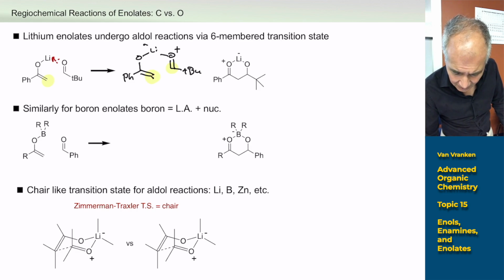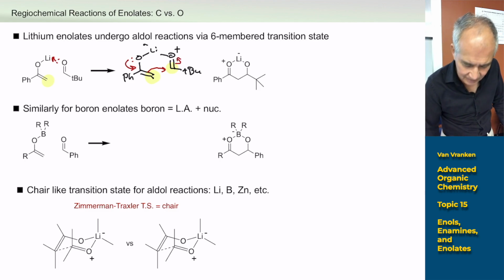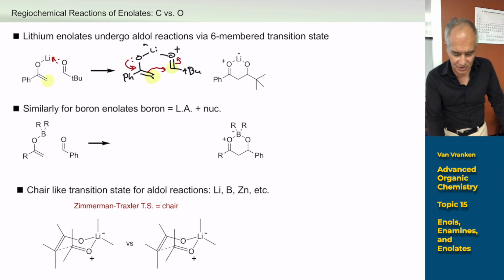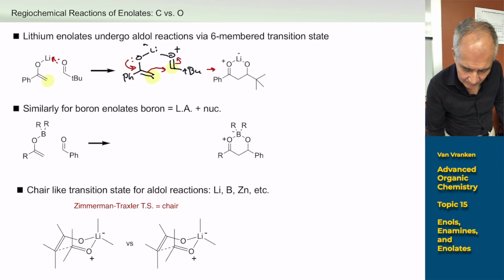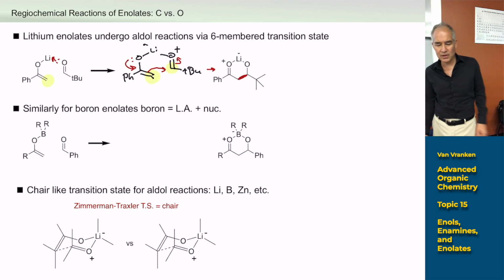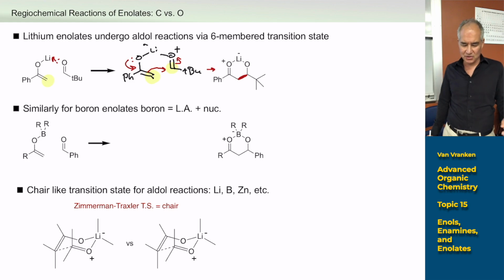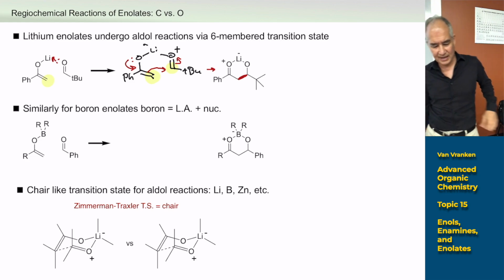And so you get this very fast and very facile C-C bond forming event. This is really what's going on with an aldol reaction. It goes through that 6-member transition state in order to make that new carbon-carbon bond. Look at that carbon-carbon bond right there. Boy, so easy to make when you're using lithium enolates because of this special 6-member transition state.